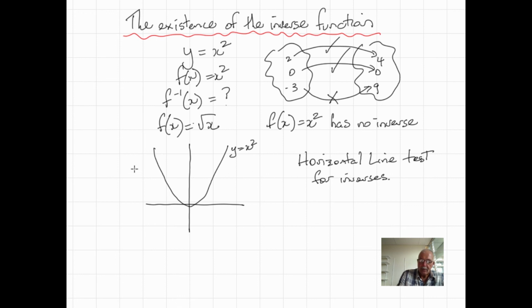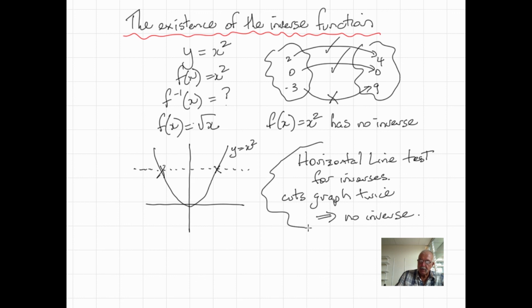The test is, if you can draw a horizontal line through the graph, and if it cuts the graph in 2 positions, then no inverse. Cuts graph twice. And that will mean no inverse. Alright, so that's the horizontal line test for inverses. And you need to know that if you can draw a horizontal line parallel to the x-axis, and if it cuts the graph twice, therefore the function has no inverse.